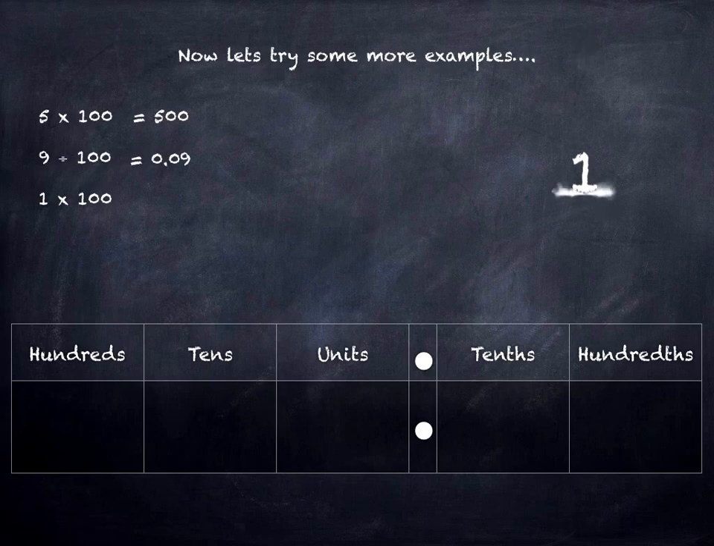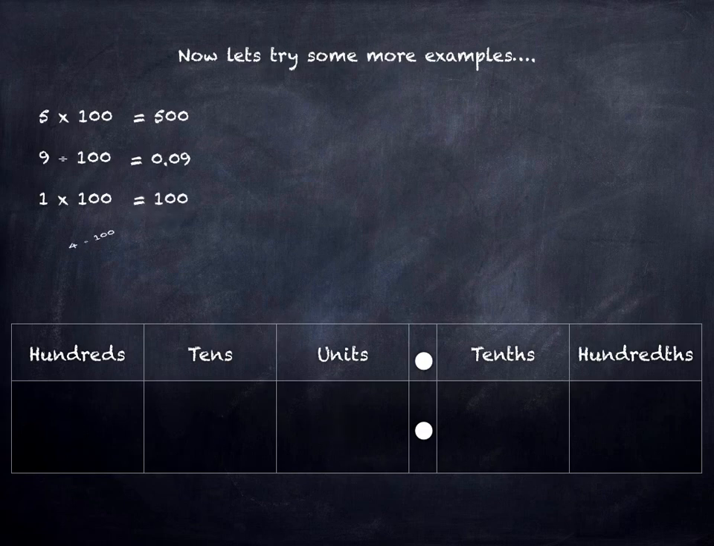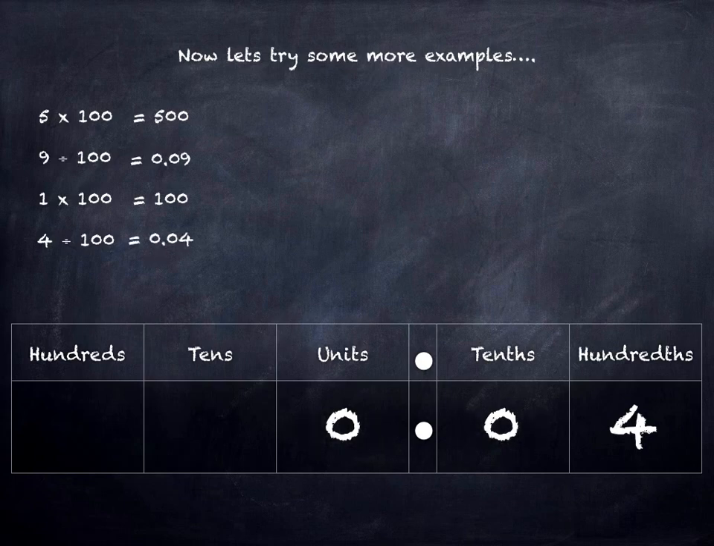1 times 100. There's our 1 unit into the correct column. We're timesing. I left my times on the train, so I'm going 2 places to the left. 1, 2, zero placeholders. 1 times 100 is 100. 4 divided by 100. There's our 4 into the units column. I'm dividing. I was right to share my sweets. I'm going 2 places to the right. 4 divided by 100 is 0.04.